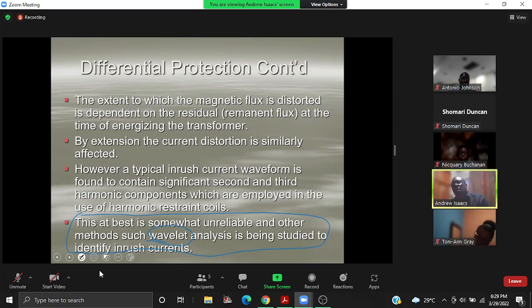I don't know if that makes it any clearer. So I would only call it harmonic restraint if I'm detecting harmonics, and then using that information to make my decision. The wavelets help you to identify individual waves. So it identifies this input as inrush. It identifies another one as regular input current, or it identifies it as a fault current.